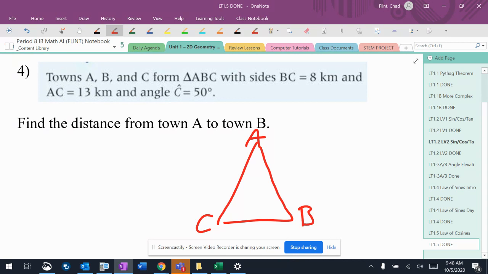All right, so BC is 8, that's over here. AC is 13, that's over here. And angle C is 50, that's over here. And it says find this distance right here.